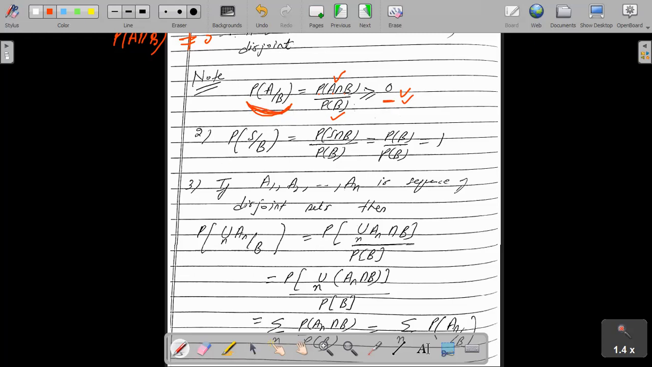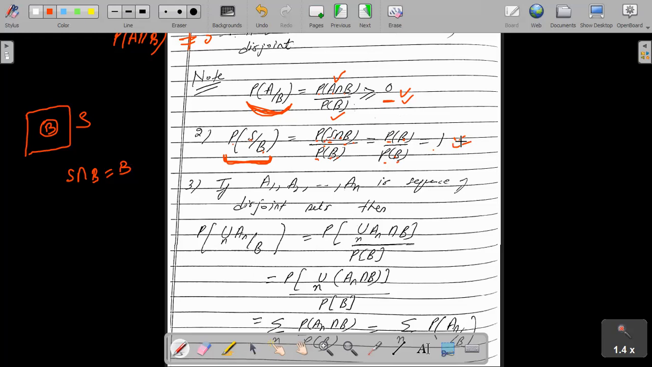Now second is probability of S mod B. So again sample space आ गया तो probability should be 1. So S mod B, just let us apply the definition. So what is probability of S mod B? So this is probability of S intersection B over probability of B. Again, this is my sample space and this is B. So what will be S intersection B? S intersection B is nothing but B. So probability of S intersection B over probability of B, you see this is probability of B, this is probability of B. So probability of B over probability of B is equal to 1.